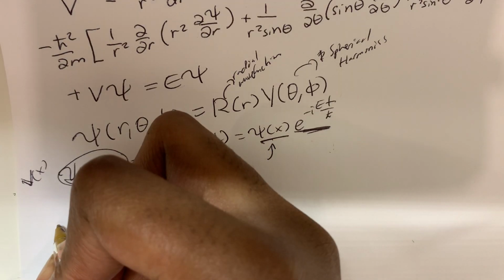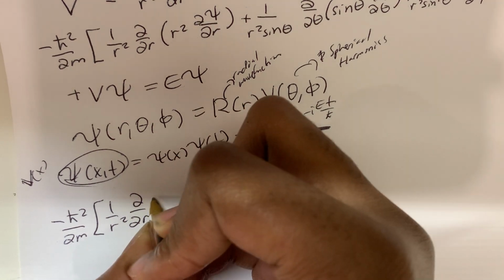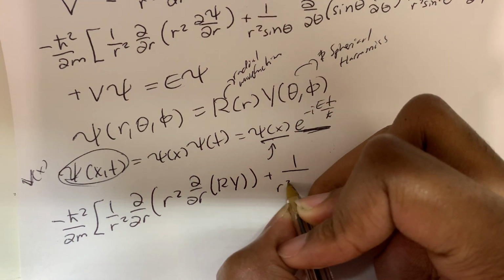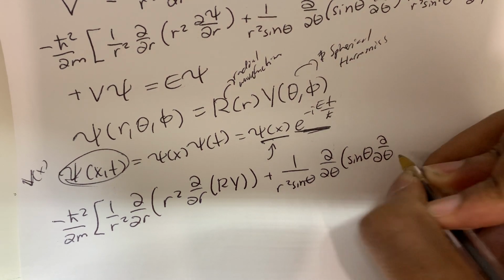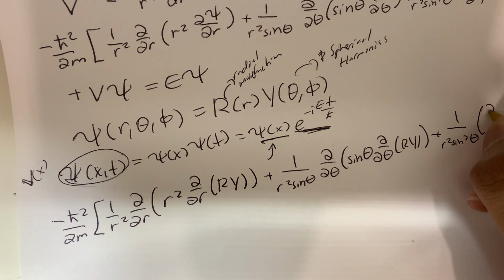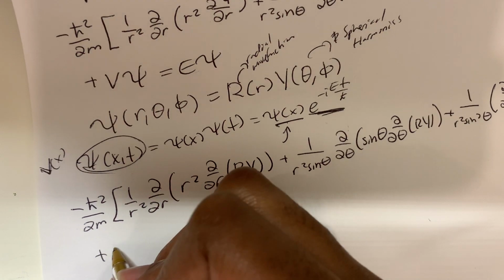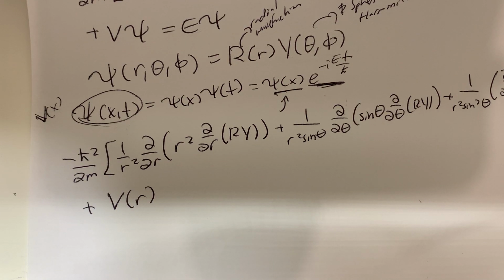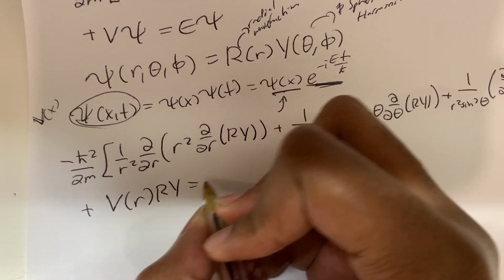This gives us minus h bar squared over 2m times 1 over r squared partial over partial r of r squared partial over partial r of R Y, plus 1 over r squared sine theta partial over partial theta of sine theta partial over partial theta R Y, again plus 1 over r squared sine squared theta partial squared over partial phi squared R Y, then plus our potential, which is going to be the radial potential, because again we're doing this so that we can solve the hydrogenic orbitals in the future. So we're using V of r, and so we have R Y equals E R Y.